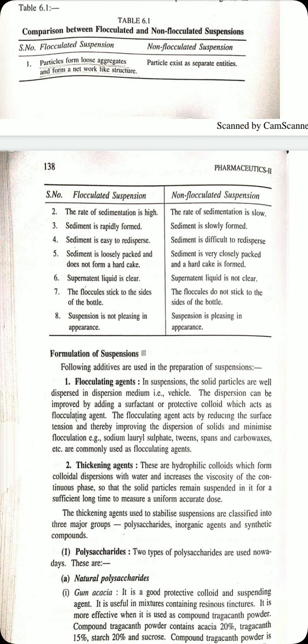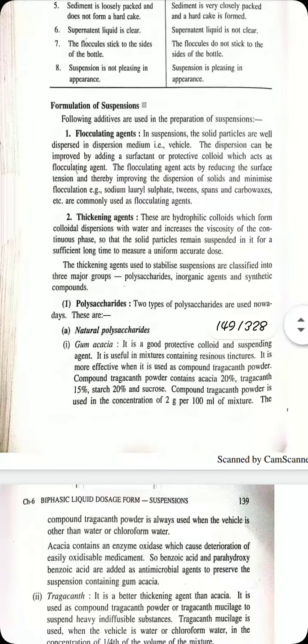The supernatant is a clear liquid in flocculated, and a non-clear liquid in deflocculated. The flocculated sticks to the side of the bottle, deflocculated does not stick to the side of the bottle. And the last one is, flocculated is not pleasing in appearance and deflocculated is pleasing in appearance.